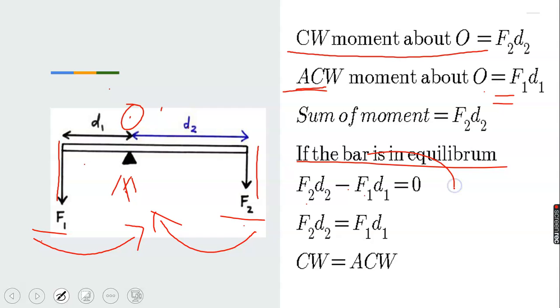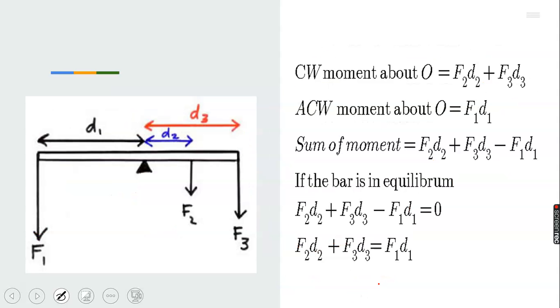Now, when you take this out, it becomes F2 D2 equals F1 D1. That is, clockwise moment equals anti-clockwise moment. Another one, we can have different arrangements of such. Look, we have only F1 acting on this side, while F2 and F3 balance what we have here. But you can see that the distance D1 is far more than this. But their weight will also make a huge difference there.